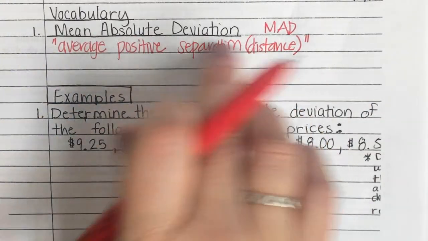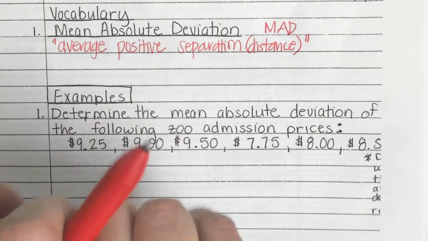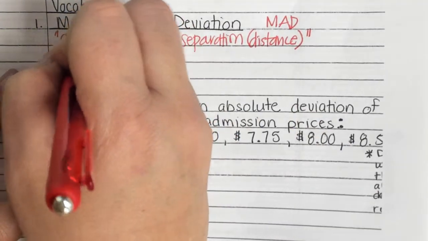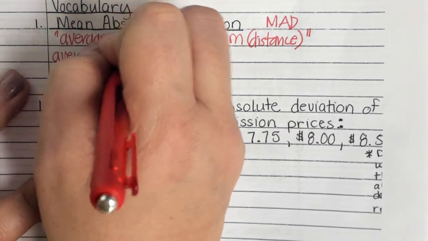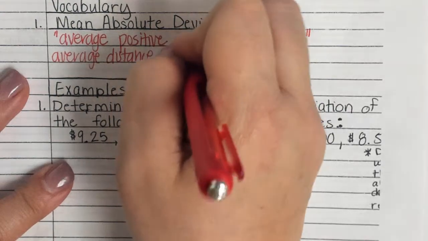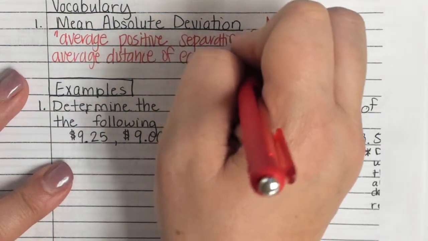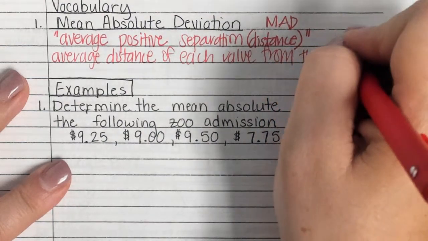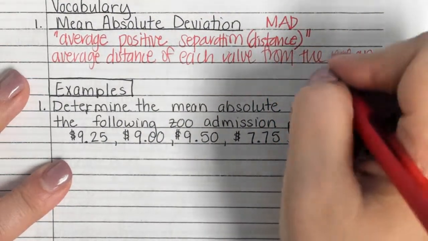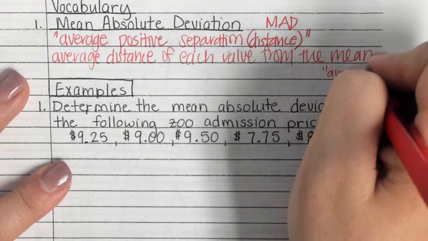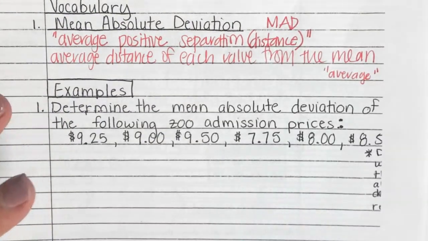Now, these are what these words mean. Now I'm going to translate them into a definition. It is the average distance of each value from the mean. Which, remember, we also said the mean is the average. So what we're looking for is the average distance from the average.